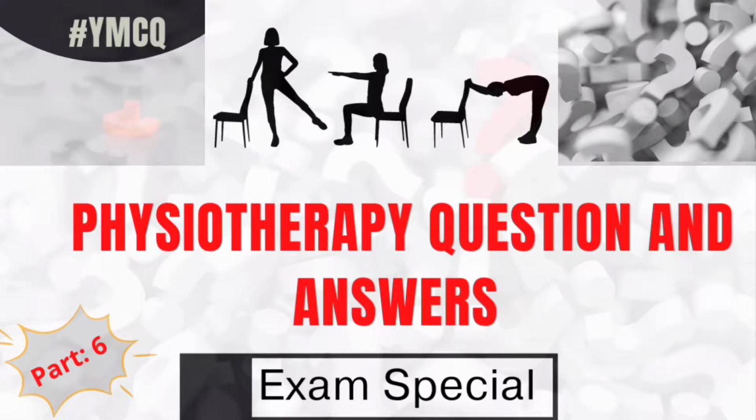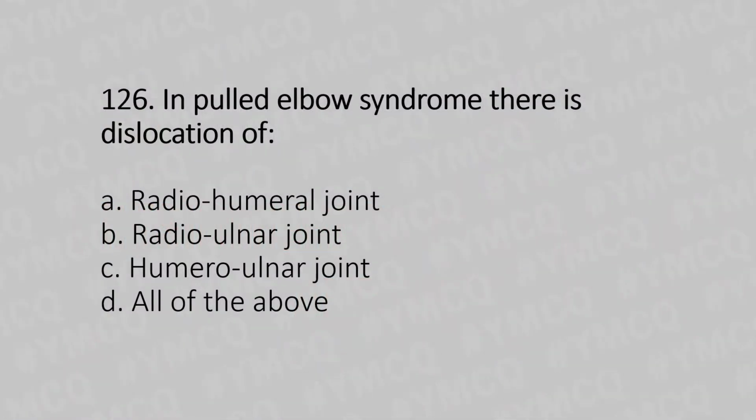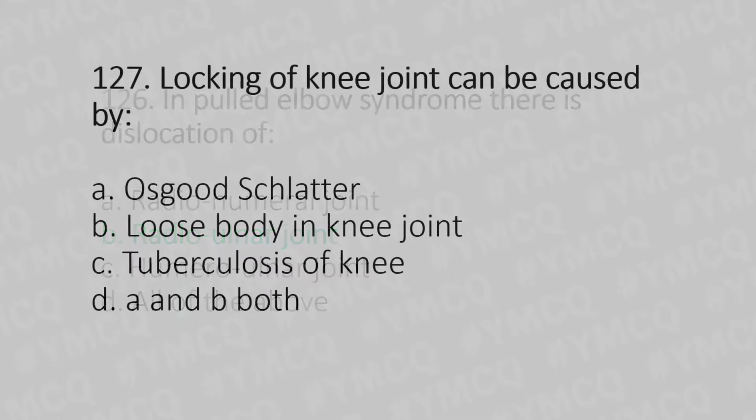Let's move to question number 126. In pulled elbow syndrome, there is a dislocation of option A, radiohumeral joint, option B, radioulnar joint, option C, humeroulnar joint, option D, all of the above. And the answer is option B, radioulnar joint.